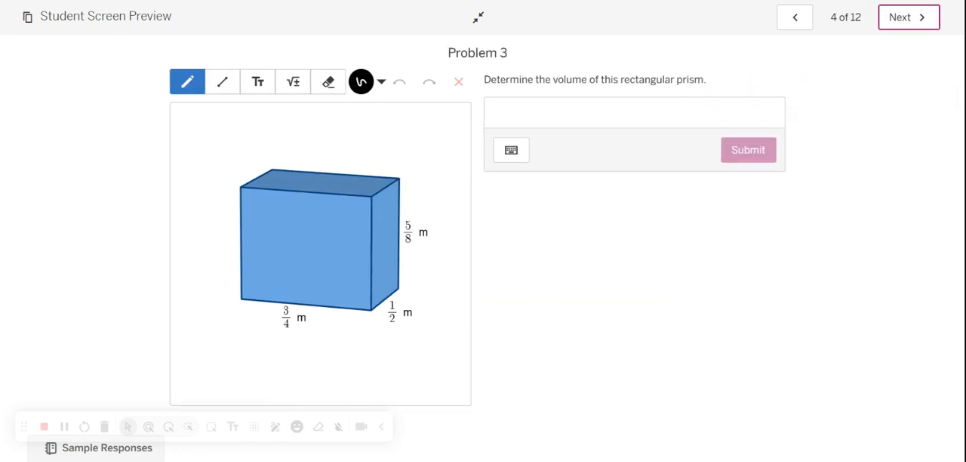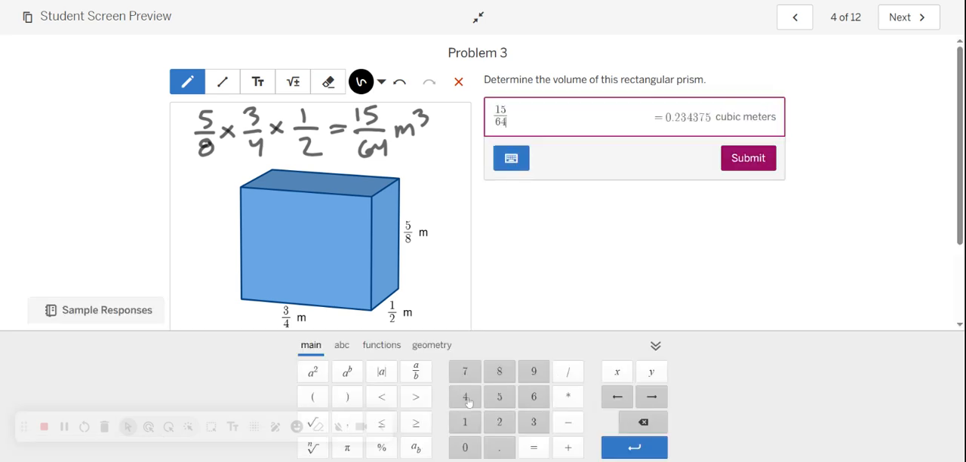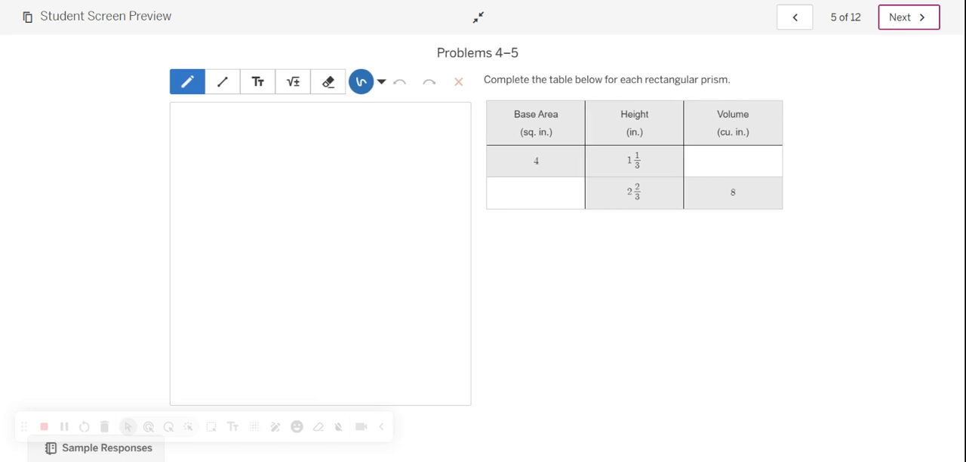Numbers, all fractions this time. I don't care what order. 5/8 times 3/4 times 1/2. This section they made it so it doesn't simplify, but 5 times 3 is 15 times 1 is still 15. 8 times 4 times 2 is the same as 2 times 4 times 8, whatever it is, 64. 8 times 8 is 64. So 15/64 meters times meters times meters will be cubic meters. 15/64. Submit. Ooh, that's an ugly fraction. Or ugly decimal. Good thing we left it as a fraction.